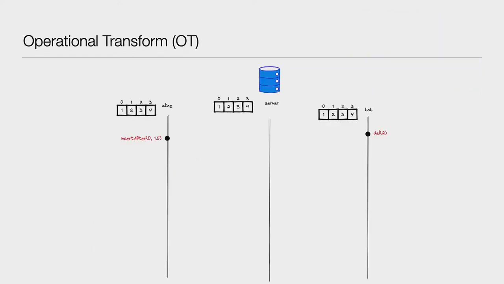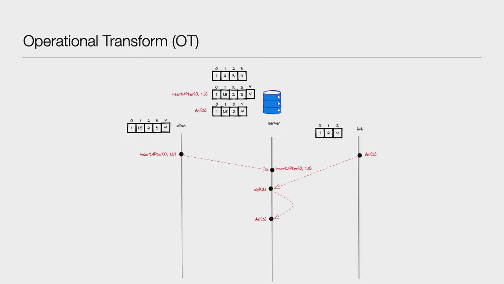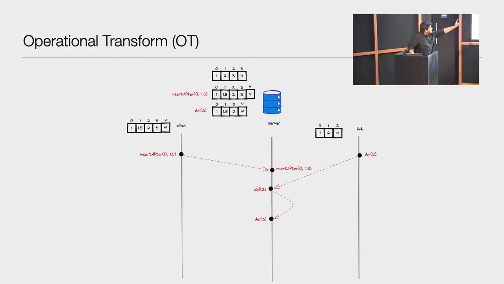Now say Alice makes this change, right? So they do insert 0, 1.5. After they've made that change, the data is sent to the server, right? And at the same time, by the way, Bob has also made a change saying that you have to delete element at 2, right? Both of those packets are sent to the server. The insert 0, 1.5 comes first, then the delete 2 comes. But the server is smart enough to know that before the index 2, the element has been added. So you don't have to delete the element at 2.